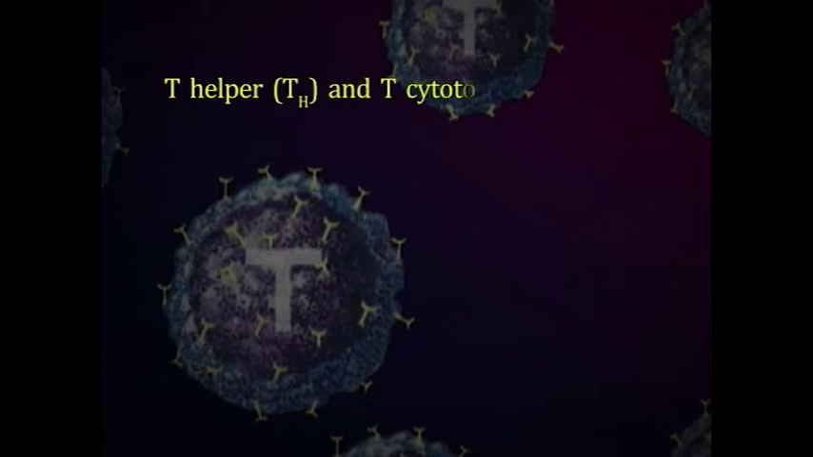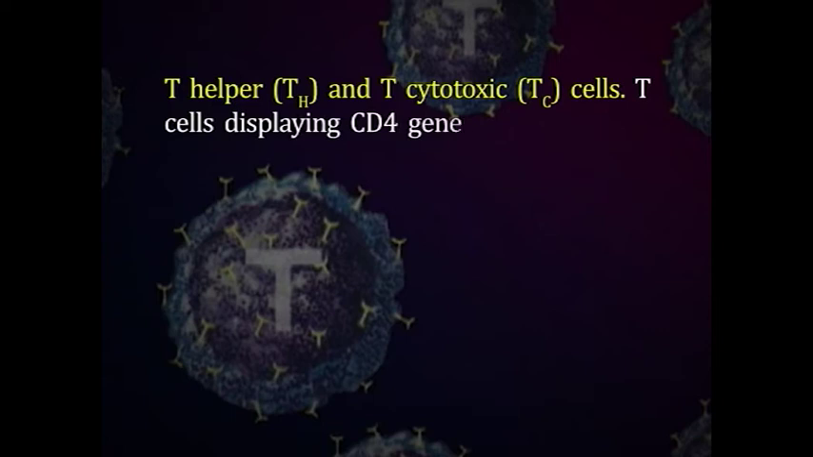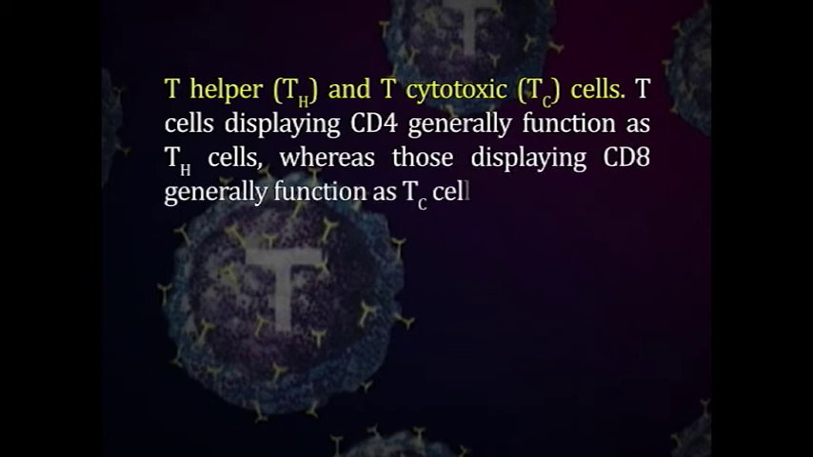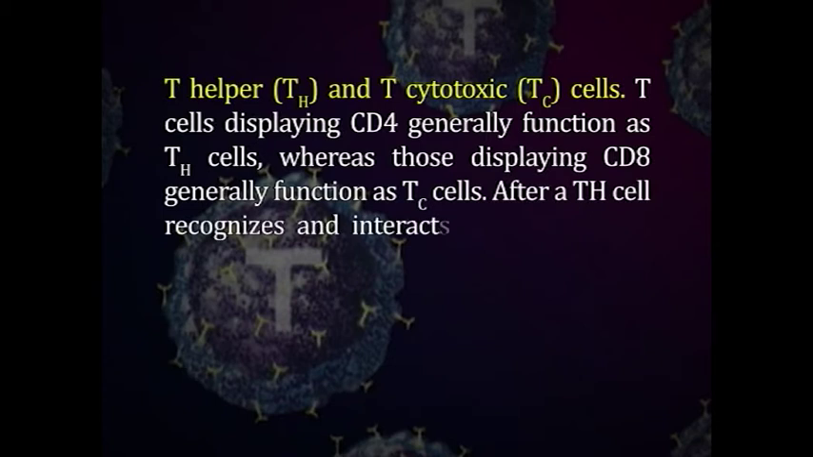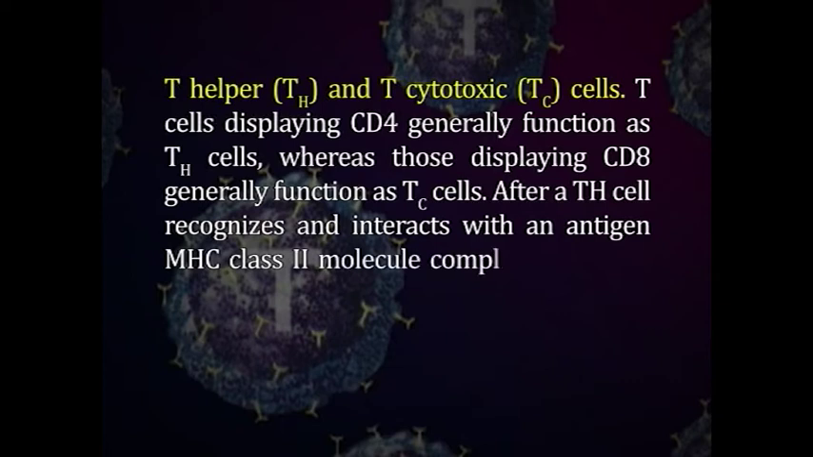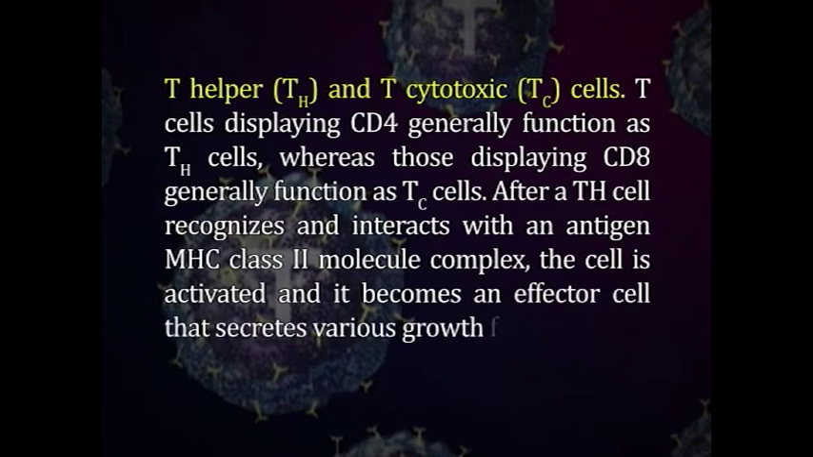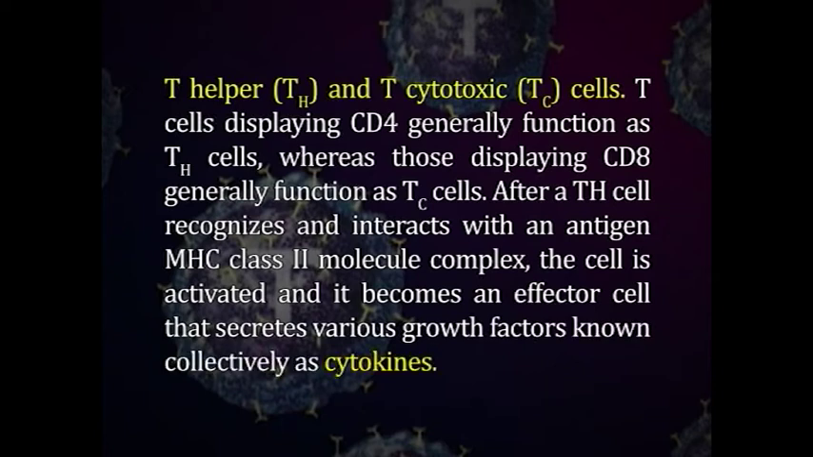There are two well-defined subpopulations of T cells, T helper or Th and T cytotoxic or Tc cells. T cells displaying CD4 generally function as T helper cells, whereas those displaying CD8 generally function as Tc cells. After a T helper cell recognizes and interacts with an antigen-MHC class II molecule complex, the cell is activated and becomes an effector cell that secretes various growth factors known collectively as cytokines. The secreted cytokines play an important role in activating B cells, Tc cells, macrophages, and various other cells that participate in the immune response. Differences in the pattern of cytokines produced by activated T helper cells result in different types of immune response.